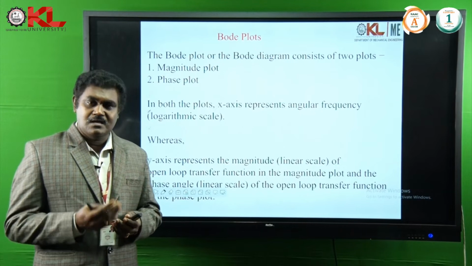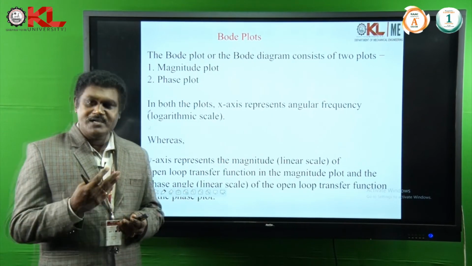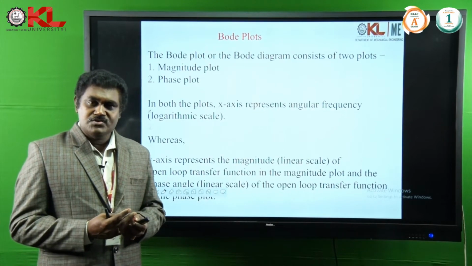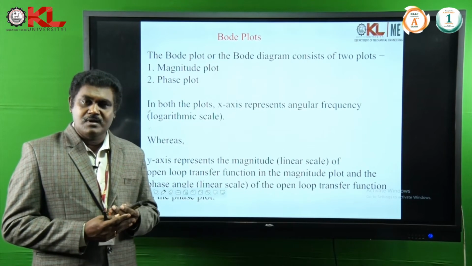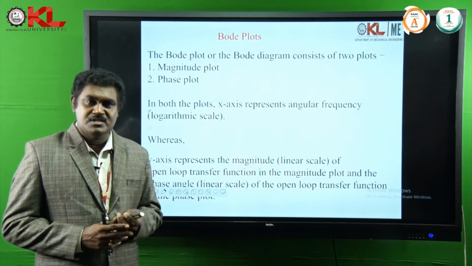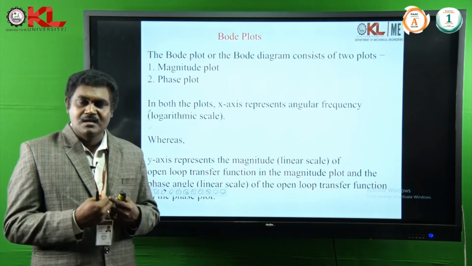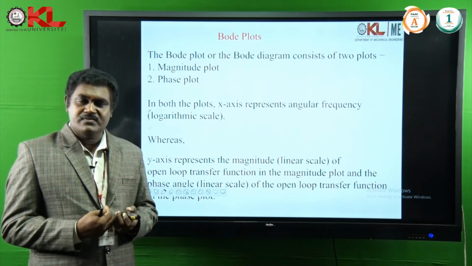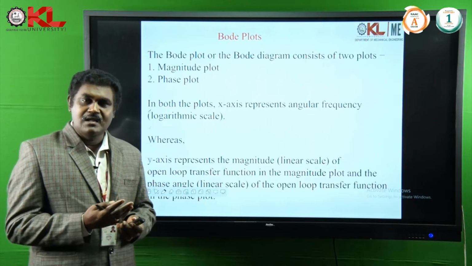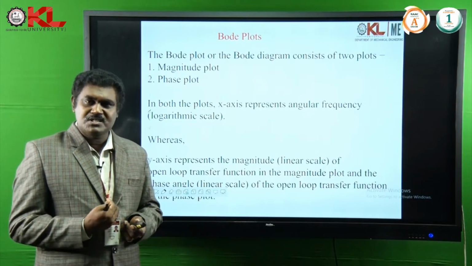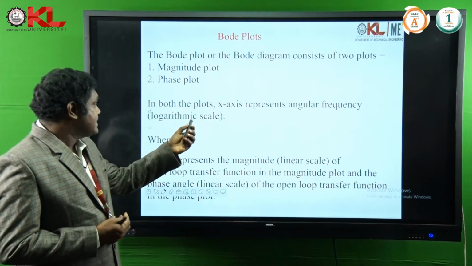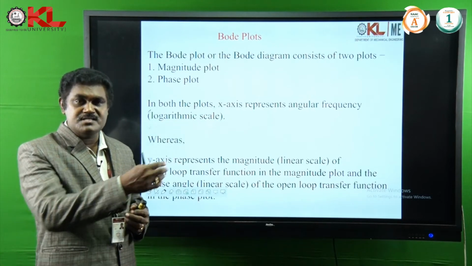In the last session we have already seen how to determine the magnitude of the given transfer function and the phase angle. Now we are using those formulas to determine the magnitude and phase angles of different transfer functions. In today's session I want to explain the different transfer functions, how to determine the magnitude and phase angle for each, and the steps of the procedure to construct the Bode plots.